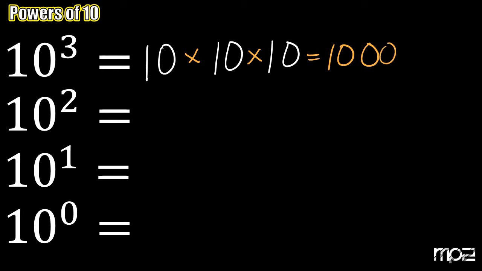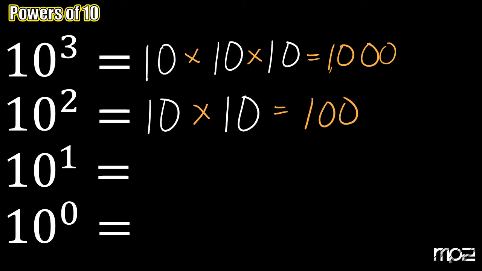So here is 10 to the power of 2, or 10 squared. I'm going to write 10 twice. So I'm writing 10 two times, and then I'm going to multiply them together. So 10 times 10 gives me 100. And then I have 10 to the power 1. I'm just writing 10 one time. And you guessed it, that equals 10.